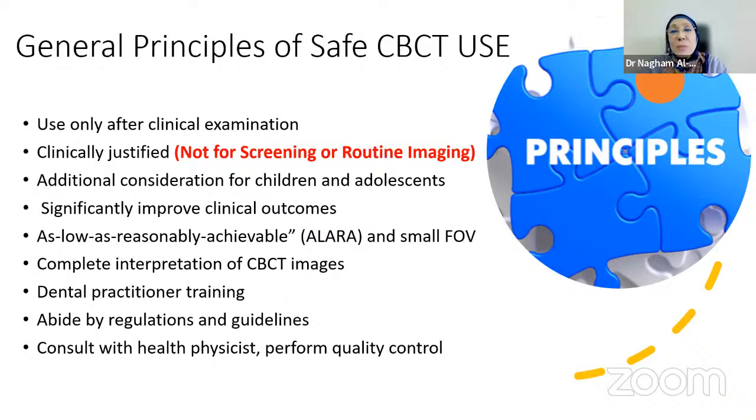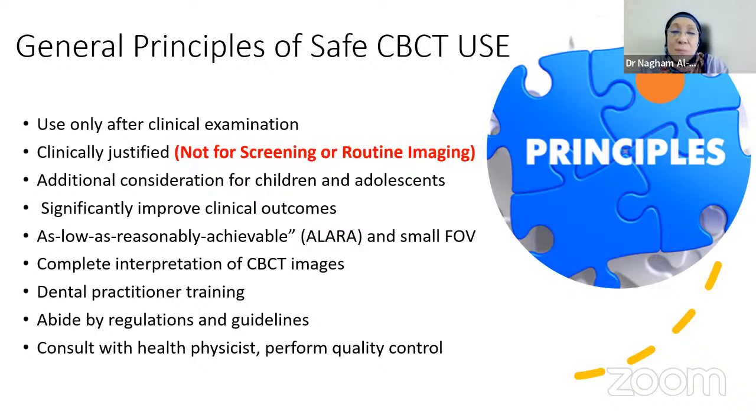Also, it's very important to follow as low as reasonably achievable, use the minimum field of view, and the CBCT should be interpreted fully and reported, because we have already exposed the patient to a high radiation dose. We want to use all of the possible information and record it for future reference.